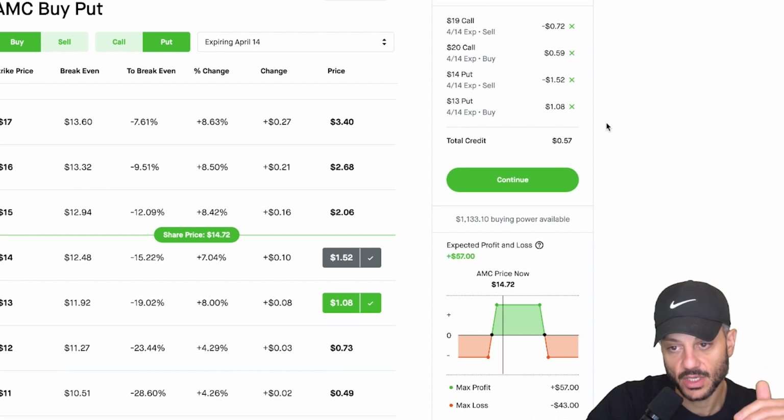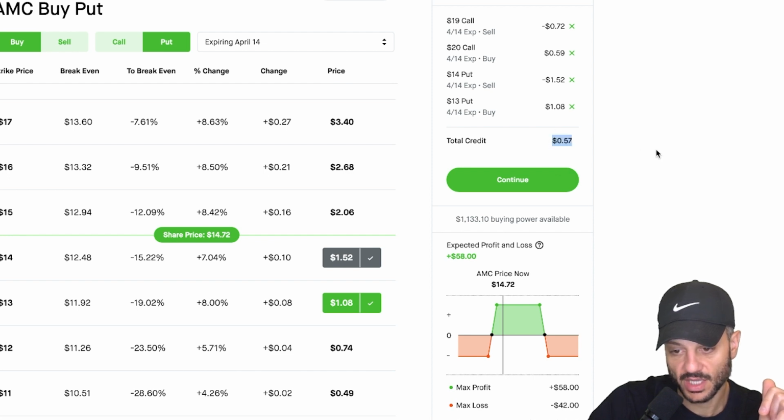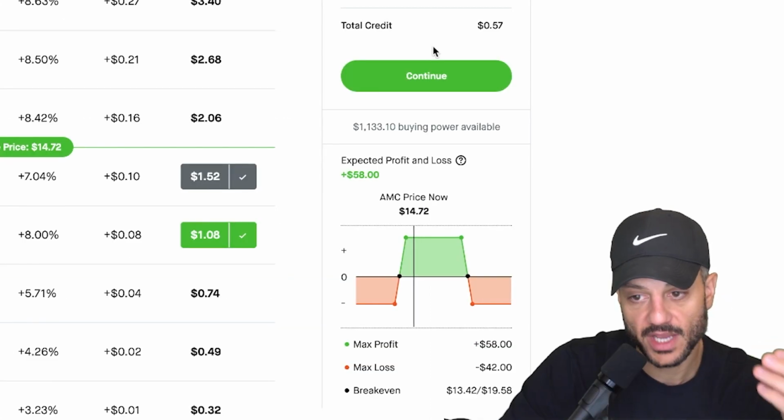So the max value of the iron condor is going to be $100, and your max loss is going to be 100 minus what you collected for selling the iron condor. That's why your max loss here is 42. Your max profit is 58. So in this case, if AMC is anywhere between $14 and $18, you get to keep 100% of what you sold this for. And your max loss is only going to be 42. And the collateral required for this is only going to be $100. Great for a small account.